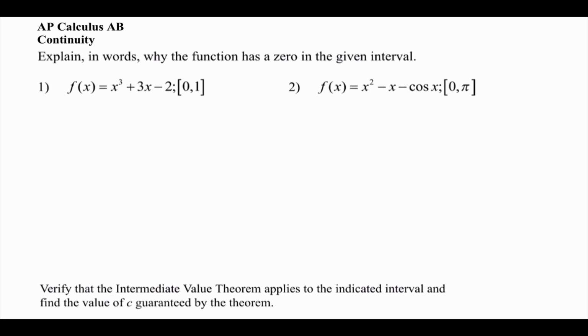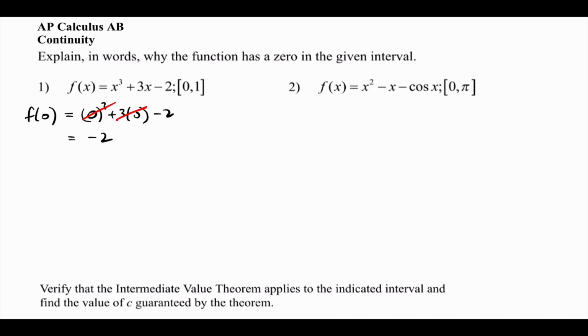Do we know that from 0 to 1, it crossed the x-axis? What we have to do is show where it started and where it ended, right? So it started at 0. So let's find the y value at 0. How are we going to find the y value at 0? Plug it in. So let's plug in 0: 0 cubed plus 3 times 0 minus 2. So when x was 0, y is -2. Is that above or below the x-axis? Below.